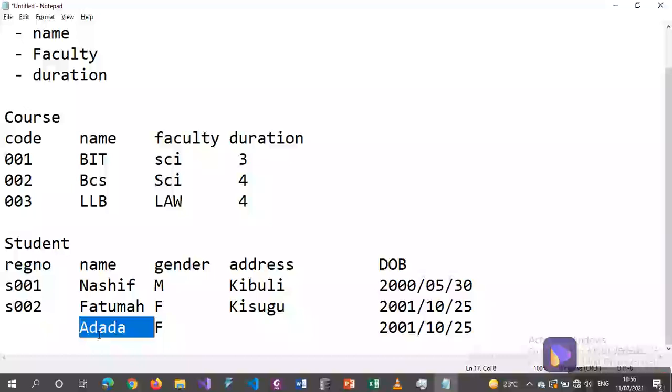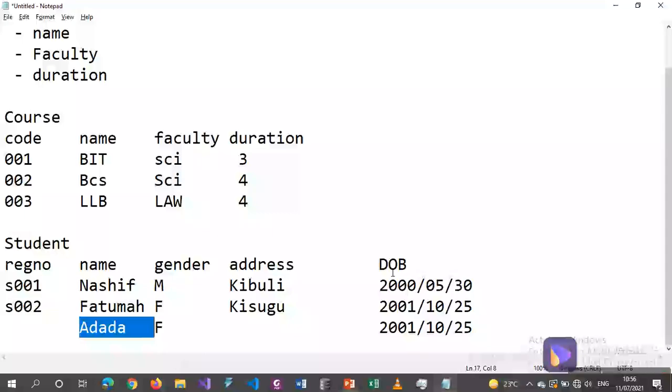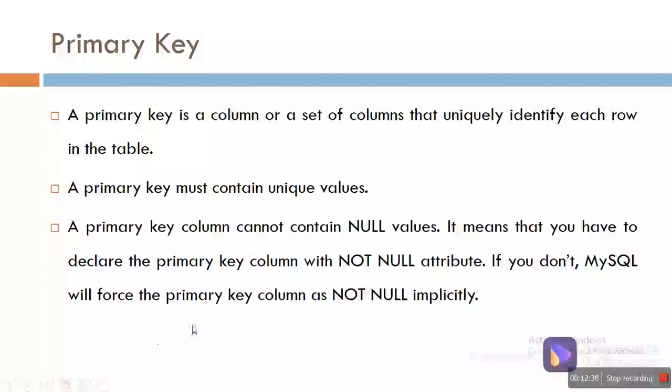But someone can say they don't have a next of kin. It is possible. Or maybe they don't have an email address, or whatever else. But at least name and gender, we expect that any student should have these two, in addition to the reg number. So we can find ourselves defining these three columns with not null. Not null specifies that no record can be added when these values are not provided by the user.